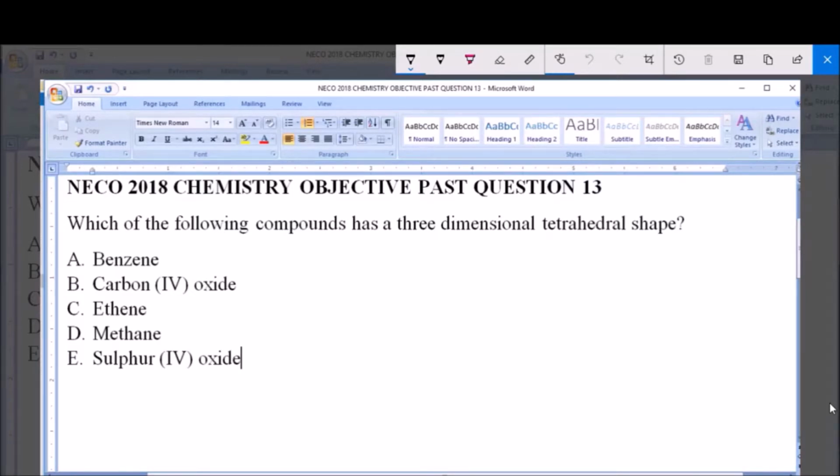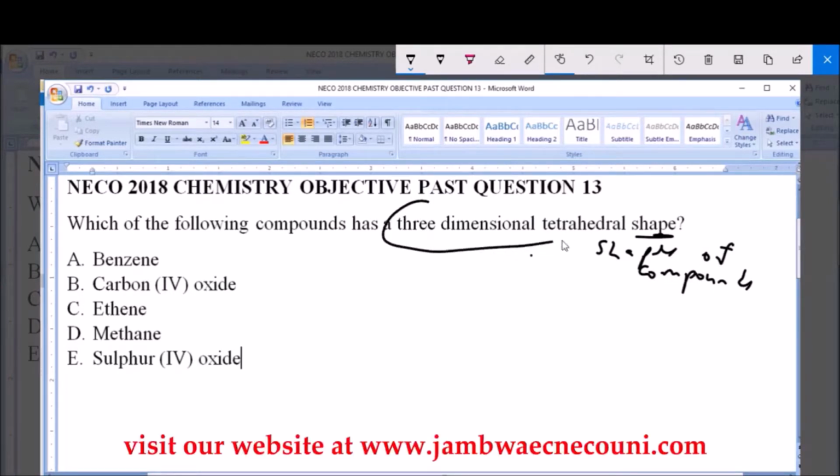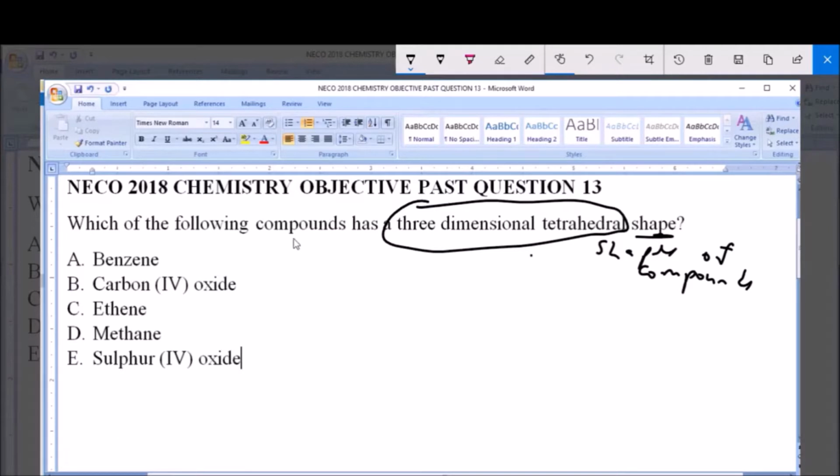So we are looking at shapes of compounds. And we're asked for the one which has a 3-dimensional tetrahedral shape. So let's take a look at the shapes of each of the options and see which one has a 3-dimensional tetrahedral shape. Now, option A, which is benzene, is a planar hexagon. So this is its shape, planar hexagonal shape.